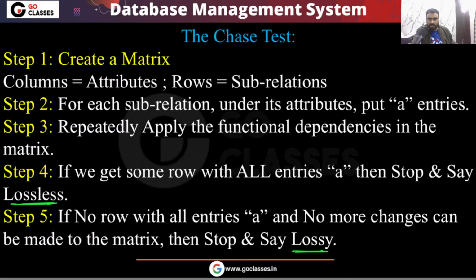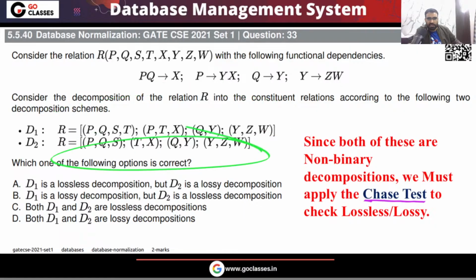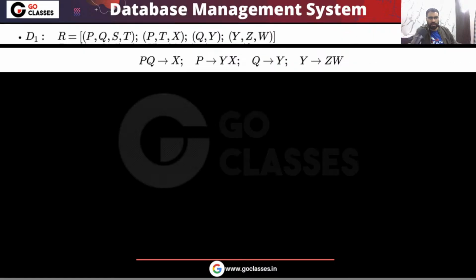Let's apply this. One by one we will solve. First we will check for D1, then we will check for D2. Okay, let's check for D1. You can see these are the functional dependencies in the original relation and this is the decomposition D1. So let's check. I will create a matrix.